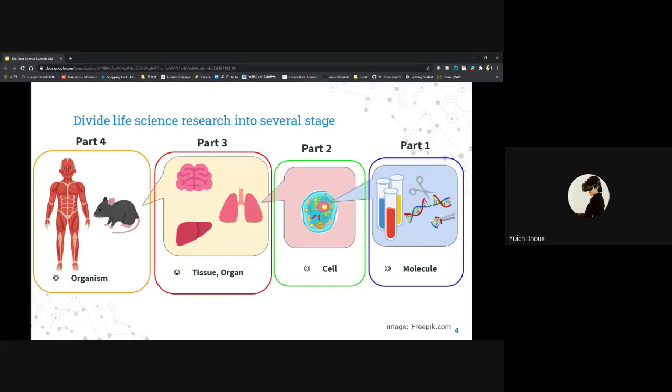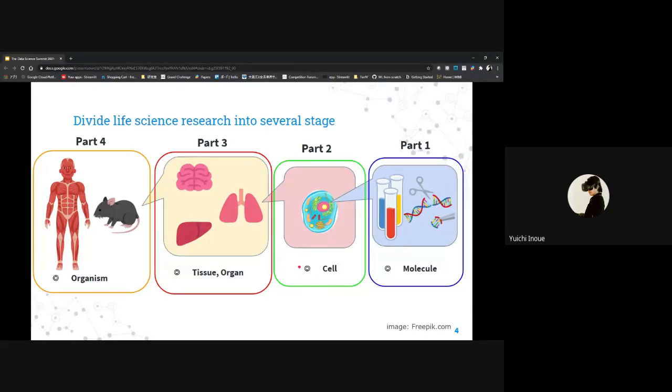Research in life science can be divided into 4 levels: molecular, cellular, tissue, and organisms. Molecular level research examines how molecules such as DNA and proteins interact with each other and what physical properties they have, such as degradation rates. After the molecular level, the next step is to examine how the molecules actually work in cells and how they affect the cells.